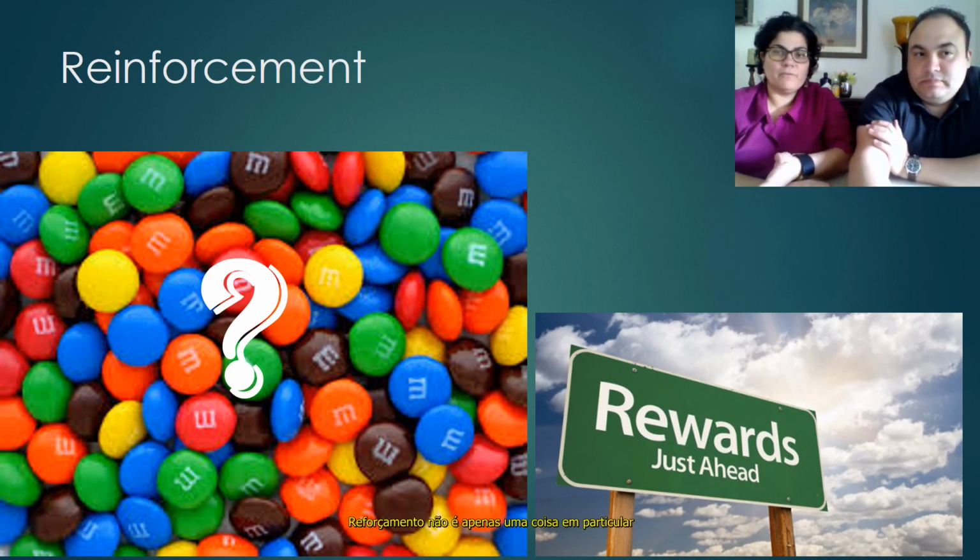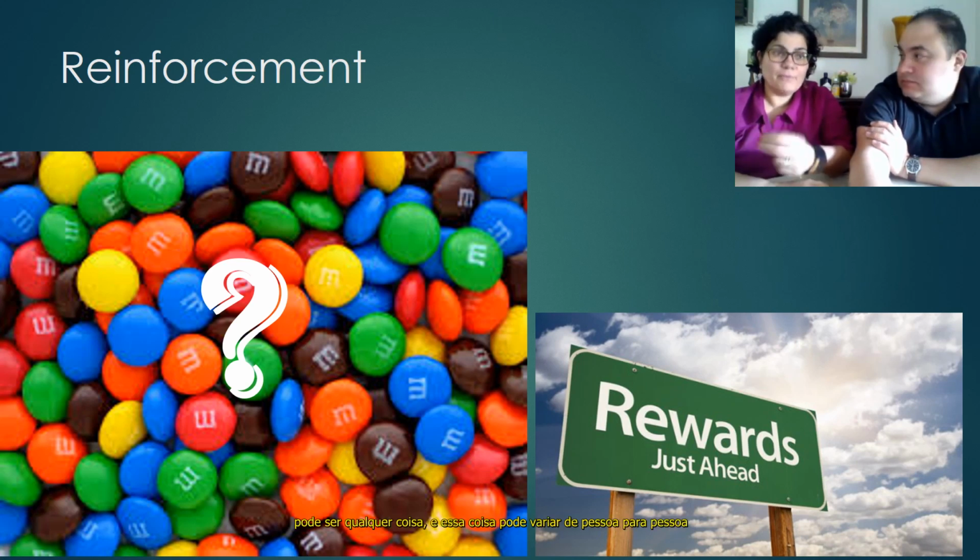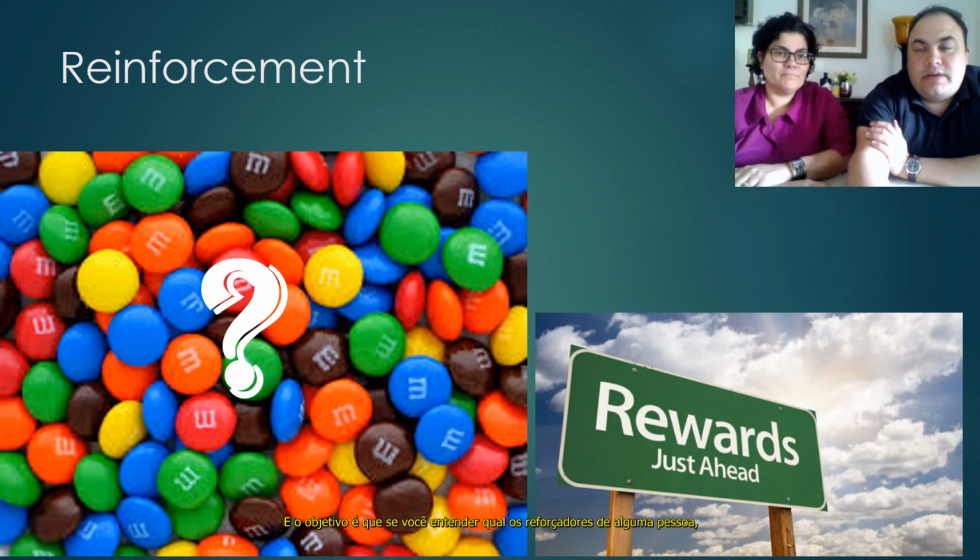Reinforcement or reinforcer is not one particular thing. It could be anything, and it will vary by each person. If you can understand what someone's reinforcers are, that puts you in a better position to work with them and help them change their behavior.